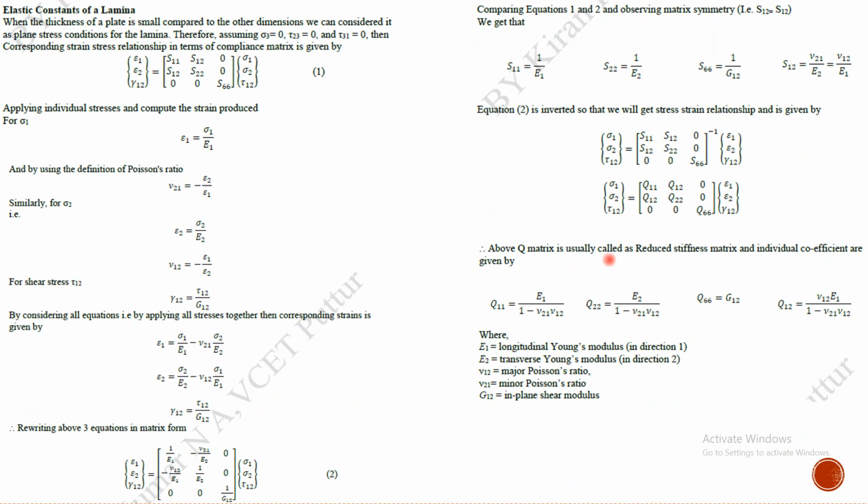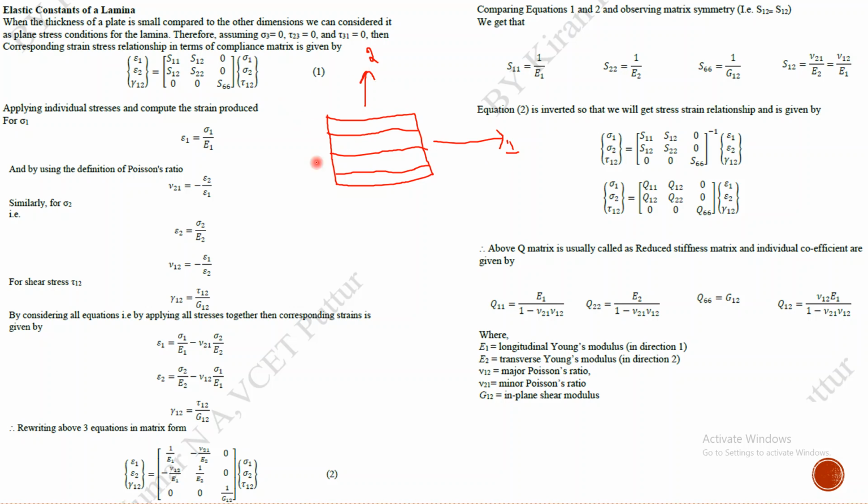Next we will look into the elastic constants of the lamina. When you consider a lamina itself, a lamina is nothing but a two-dimensional body. Let us look into its fiber content also. These are all the fibers, and this is the lamina. If you choose a lamina, obviously I should include the directions. Let us call these 1 and 2, which is nothing but the local coordinate system 1, 2.